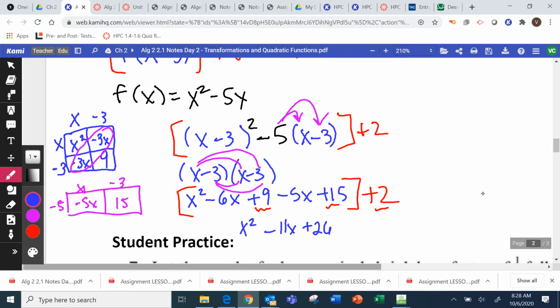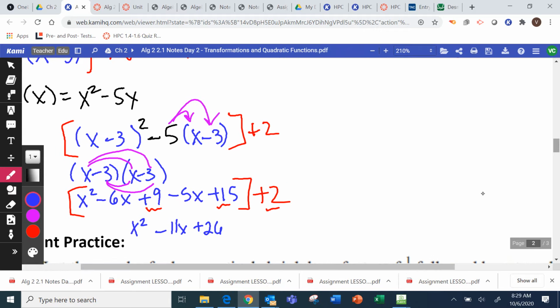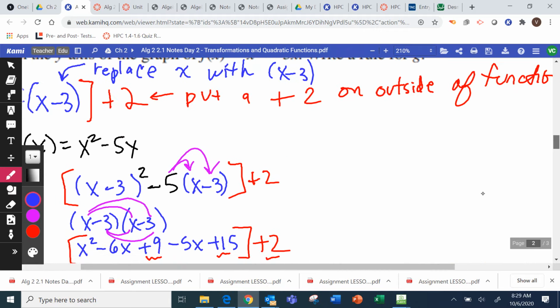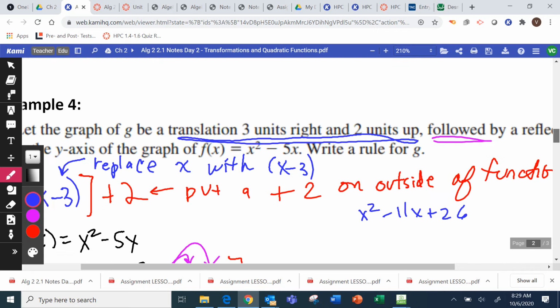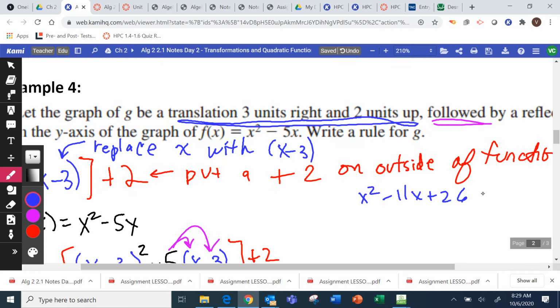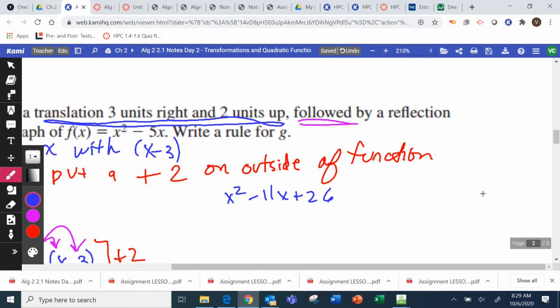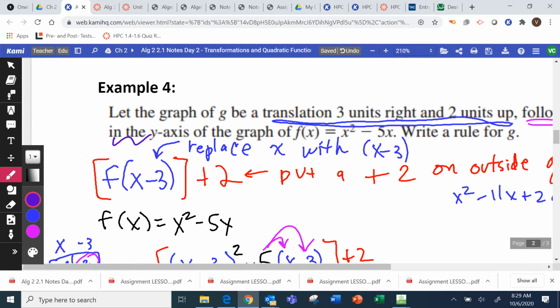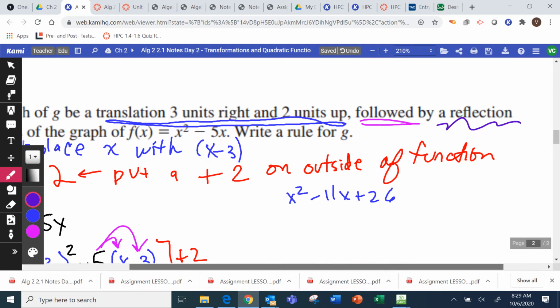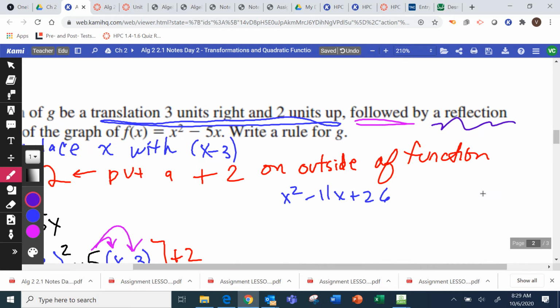All right, so I've got x squared minus 11x plus 26. I'm just going to bring it up here so I can see it again. X squared minus 11x plus 26, because I'm not done. I wanted to be done, but when we were reading the question, we only did the "followed by" part. We still have to do the reflection in the y-axis.